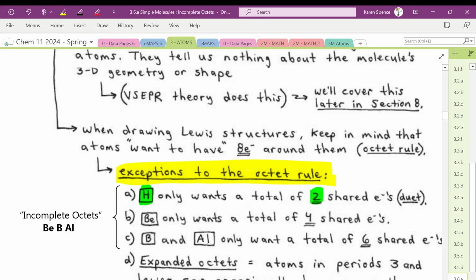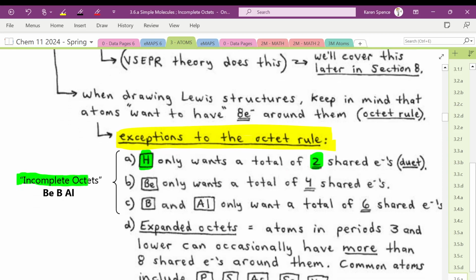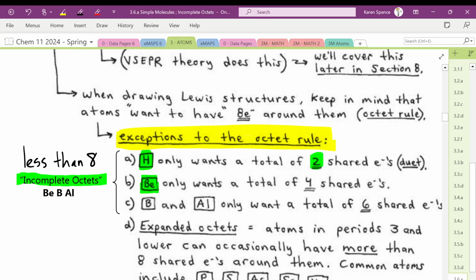Now there's 3 other atoms that have what we call incomplete octets because it's not a full 8. It's going to be less than 8. And those ones are beryllium, Be, boron, and aluminum. Beryllium only wants to have 4 electrons. Boron and aluminum want to have only 6 electrons.